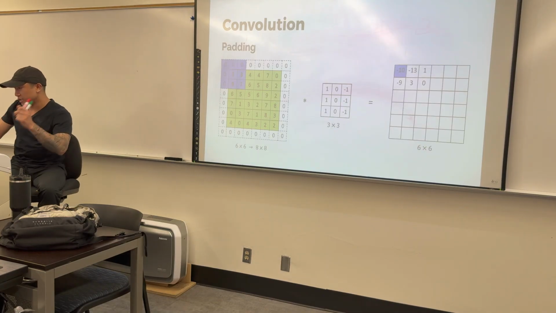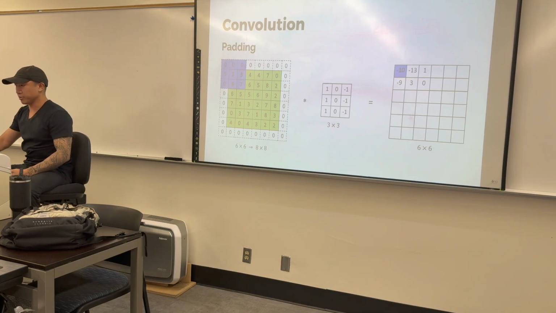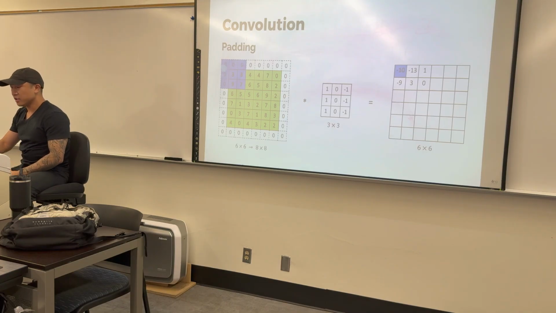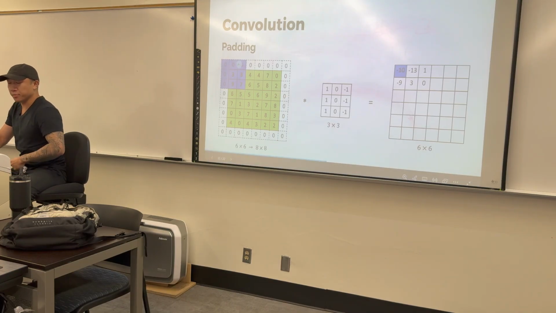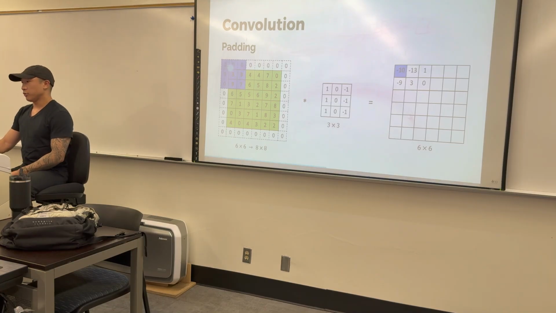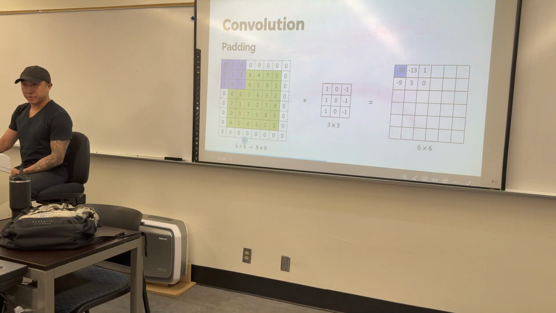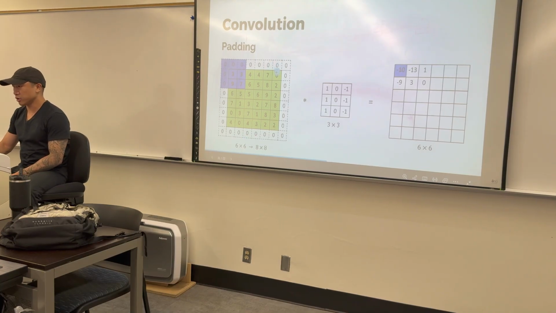Okay, back to Cyrus's interesting point. There's a thing called padding, and it's literally padding the borders of your input data matrix with a number. The most common type of padding is called zero padding, which is what we're doing here.